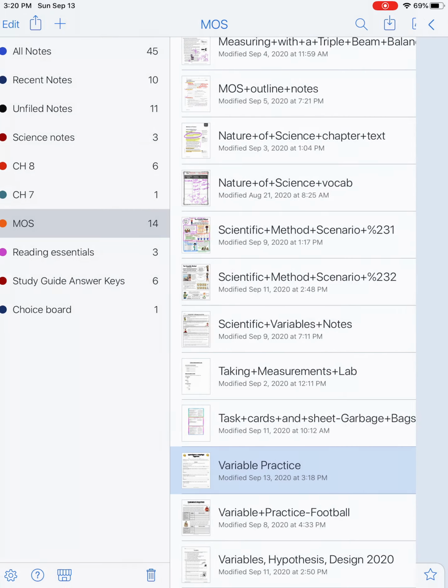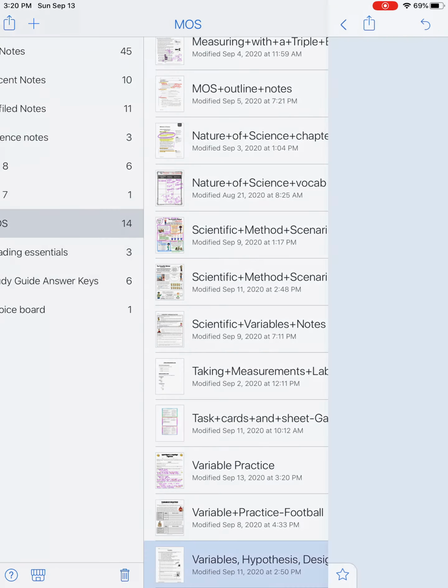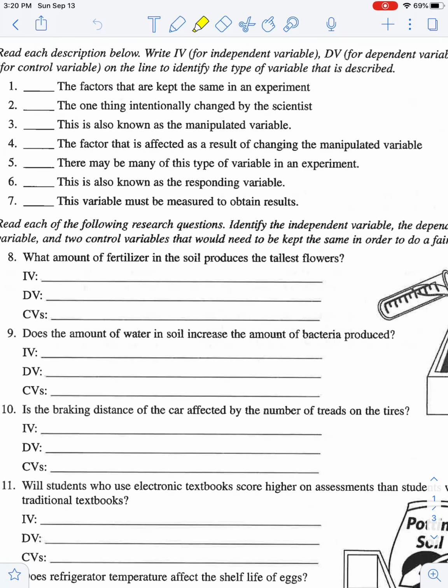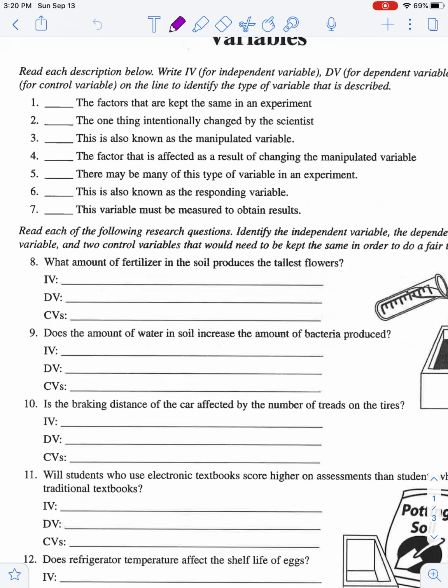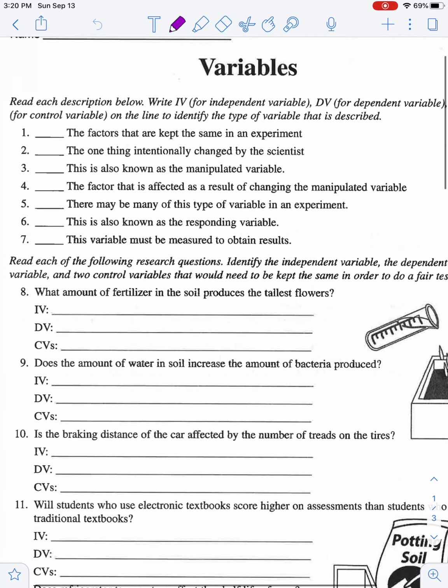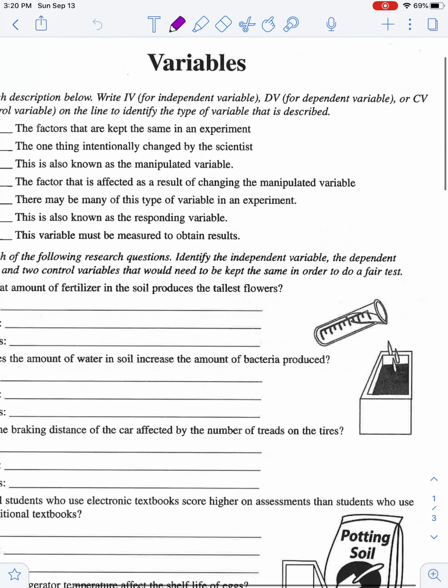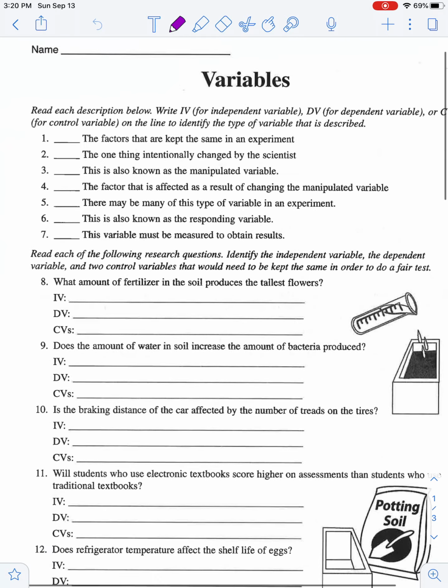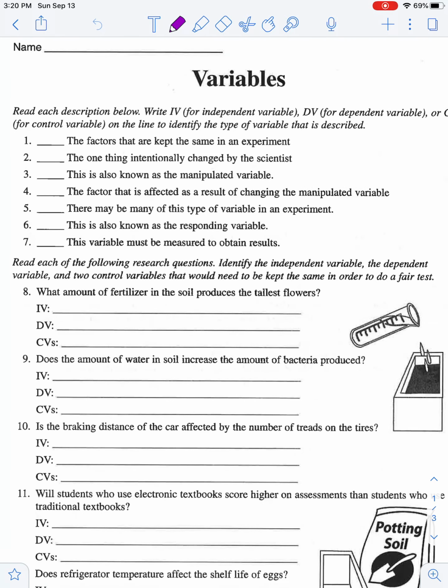We're going to go ahead and continue with this and do a little bit on this page right here. This is something we also did in class today. So we needed to decide whether something was an independent variable, dependent variable, or a control variable. So we're just going to abbreviate those. That's a lot to write, right? The factors that are kept the same in an experiment, those are our control variables.